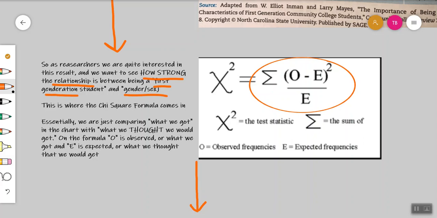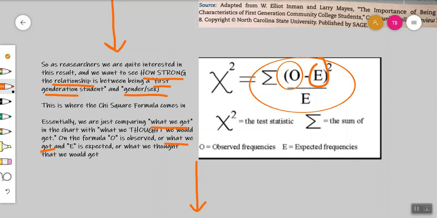So essentially what they're going to do is see what they actually got when they took the survey, and compare it with what they expected to get, where there was no difference. So we're comparing what we got with what we thought we would get. So in the formula, the O means observed, which means what you actually got, what we got.